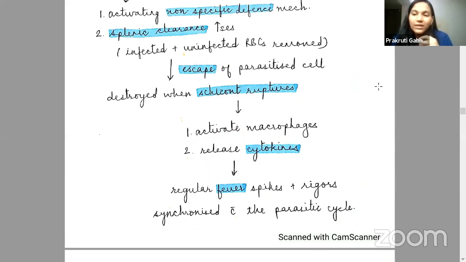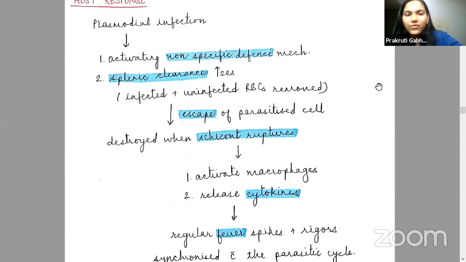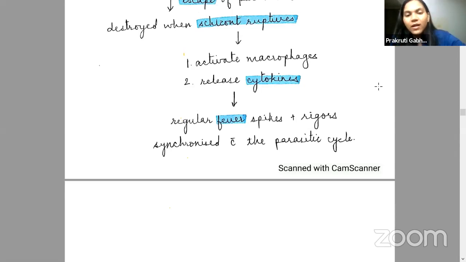Now, when the schizont ruptures, it leads to the release of materials that will activate macrophages and release cytokines. And these are in turn responsible for the regular fever spikes and rigors, which, as we see, are synchronized with the parasitic cycle, because we saw that the erythrocytic cycle in malariae is 72 hours, and for the other three it is 48 hours. And this is what your fever spikes and cycles will correspond to, as we will see ahead. So I hope this so far is clear. This is the clinical part.